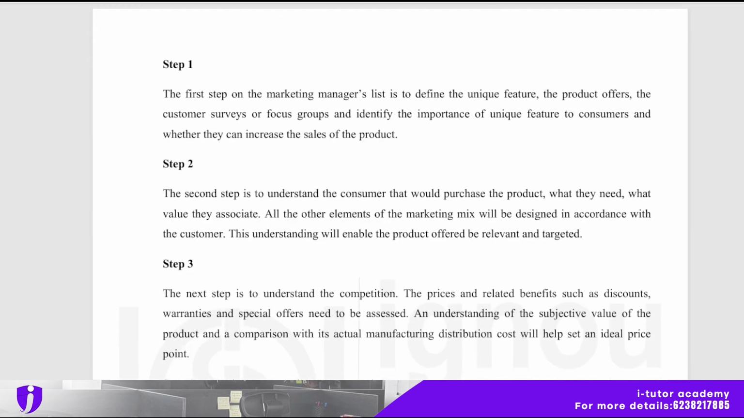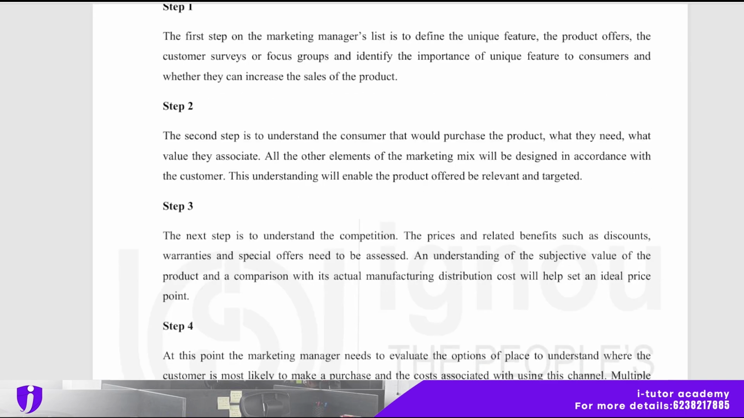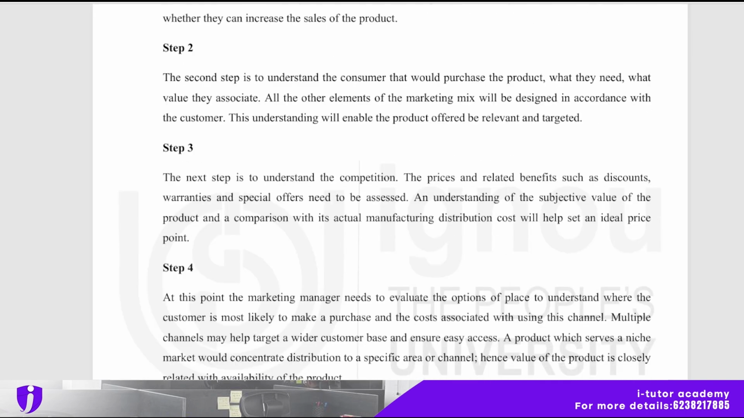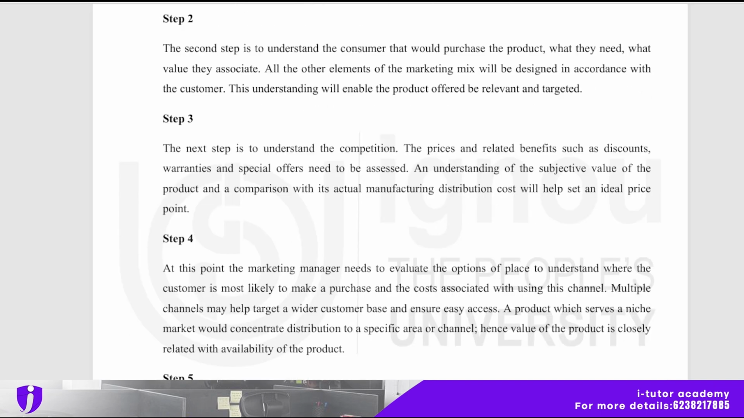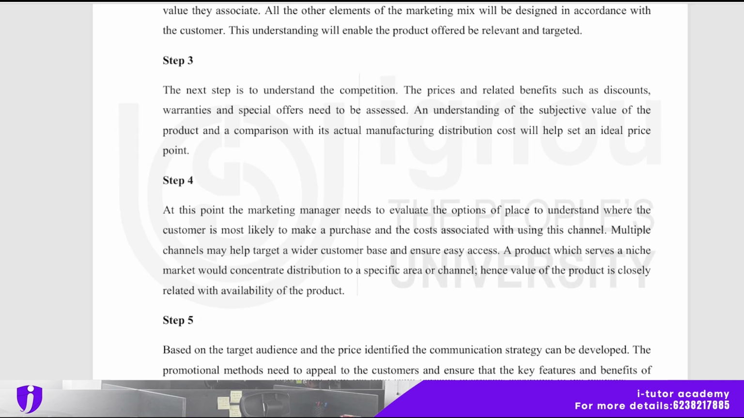So step 1 is here. The first step on the marketing manager's list is to define the unique features the product offers, use customer surveys or focus groups, and identify the importance of unique features to consumers and whether they can increase the sales of the product. Step 2 is to understand consumers that would purchase the product, what they need, what value they associate. And step 3 is to understand the competition. The price and related benefits such as discounts, warranties and special offers need to be assessed.